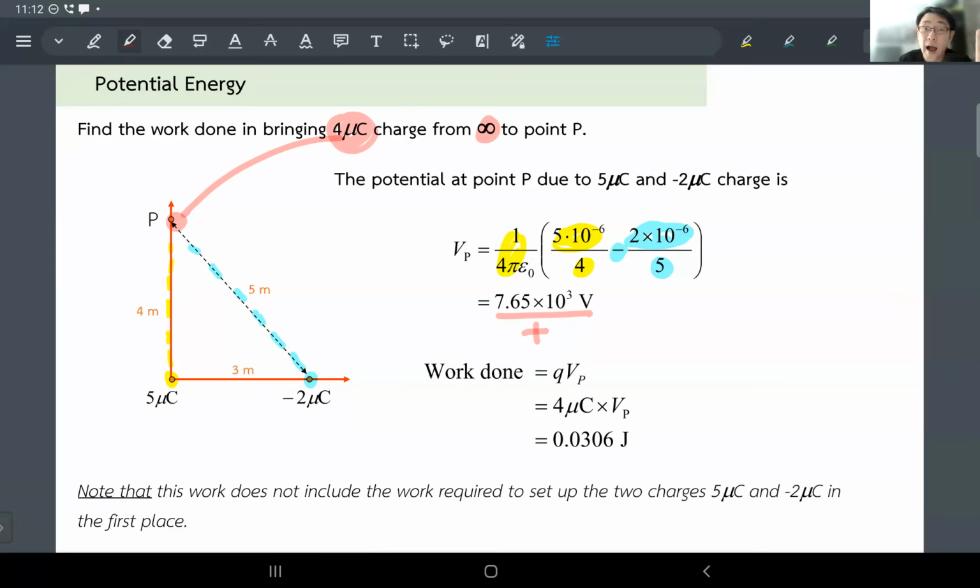So if you want to walk up a mountain, you have to eat something first, right? You need some energy to walk. So that's what it is. So you have to supply some energy to the 4 microcoulomb charge to bring it uphill. How much? You take the charge, multiply by the potential, and that's it. That is the energy required. Okay. Cool.